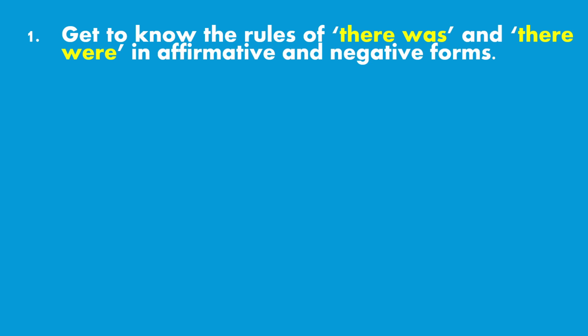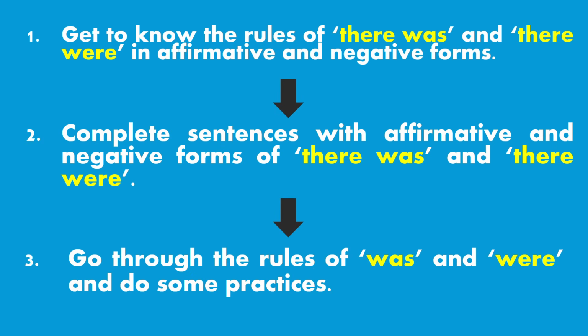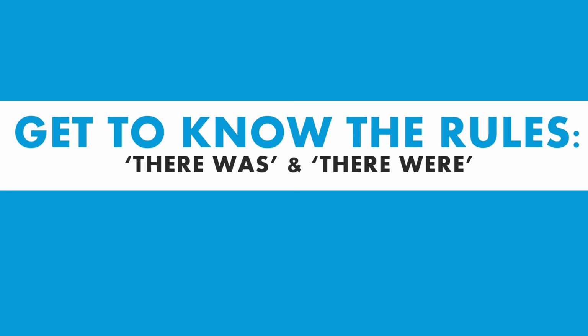As usual, before we proceed to our lesson today, let me communicate with you first the framework of our lesson. First, we shall get to know the rules of there was and there were in affirmative and negative forms. After that, we shall complete sentences with affirmative and negative forms of there was and there were. Last but not least, we shall go through the rules of was and were and do some practices together. Without further ado, let us move on to the first activity of our lesson today, which is to get to know the rules of there was and there were.